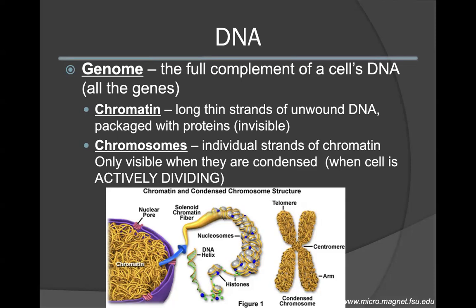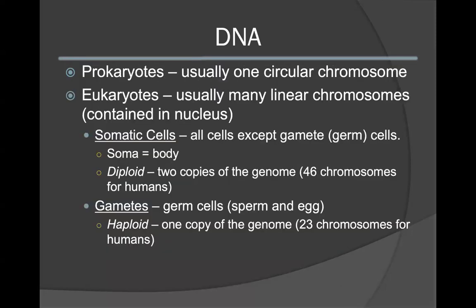Remember, when a cell is normally functioning as it should be, the DNA is going to be in the form of chromatin. This is because it needs to be transcribed and translated into proteins on a regular basis. DNA can differ with respect to prokaryotes and eukaryotic cells. In prokaryotes, the DNA is very simple and housed in one circular chromosome.